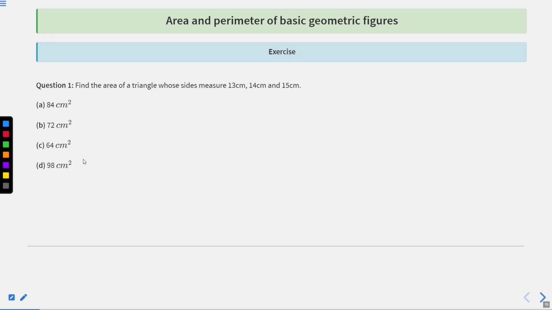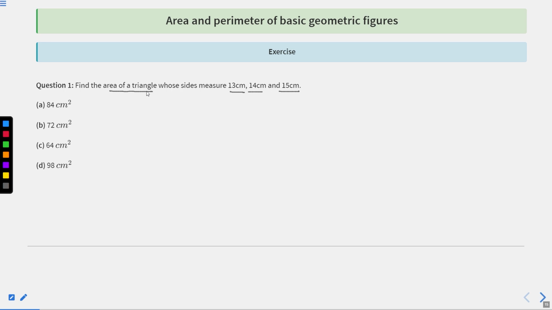Let us now move ahead and see some basic and very easy questions so that you can get clarity about how we use the formulas to find the area of a triangle. Find the area of a triangle whose sides measure 13 centimeter, 14 centimeter, 15 centimeter. Here we are provided with a triangle whose sides are 13, 14 and 15, and we are interested in finding its area. If you recall, we have two types of formula to find the area of a triangle. First is half base into height and second is Heron's formula.